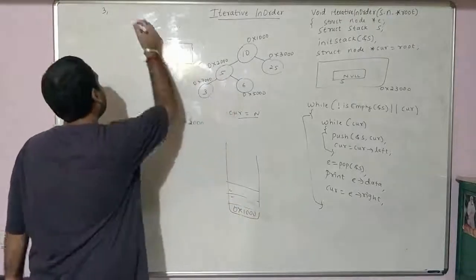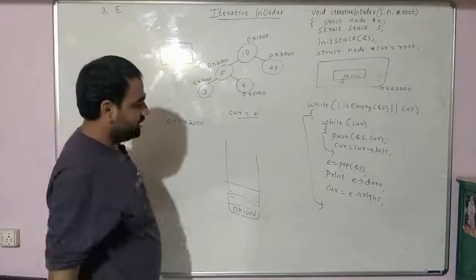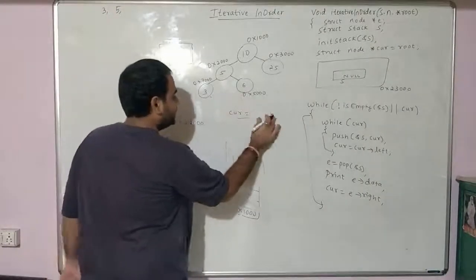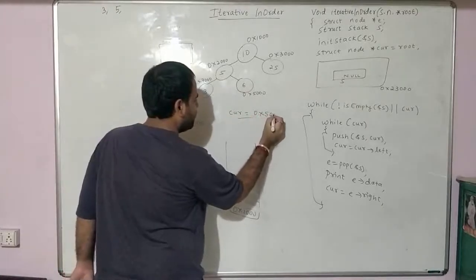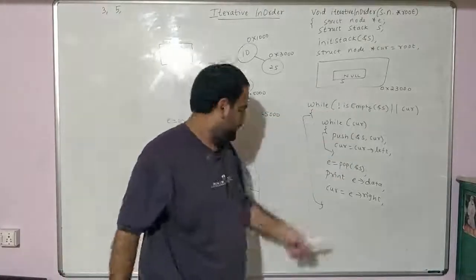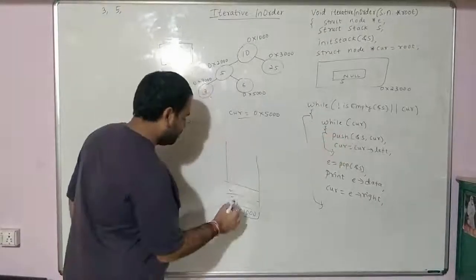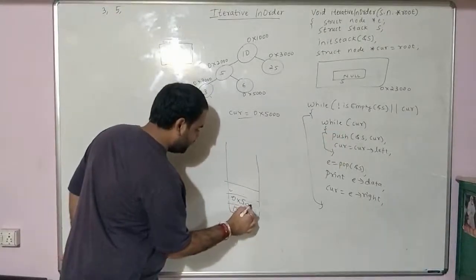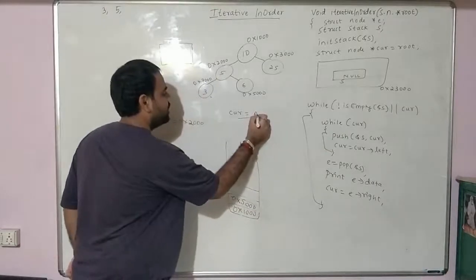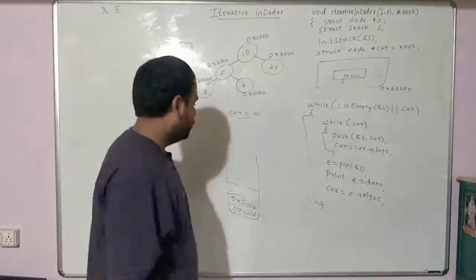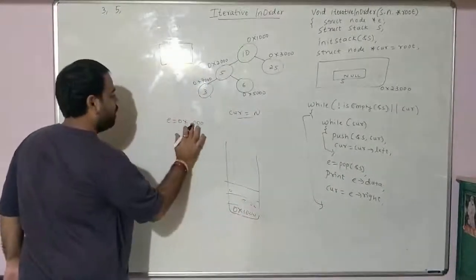Print 2000 arrow data. What is 2000 arrow data? It is 5. Current is equal to e arrow right. 2000 arrow right is 5000. Is that okay? Go back. Not is empty stack. If the stack is not empty, while current, yes, 5000 is true. Push 5000 onto the stack and set current is equal to current arrow left. What is current arrow left? Null. Go back. While null is false, do not execute this. e is equal to pop. What do you pop? You pop 5000.